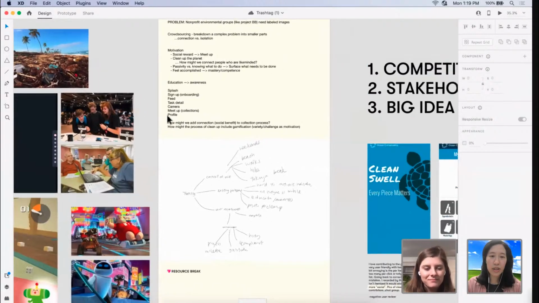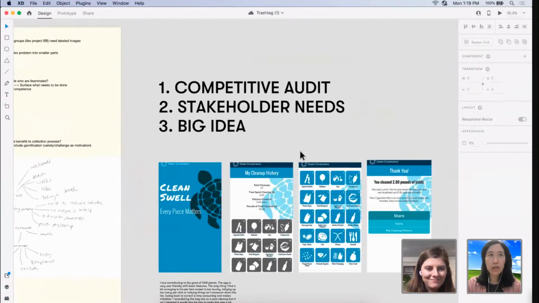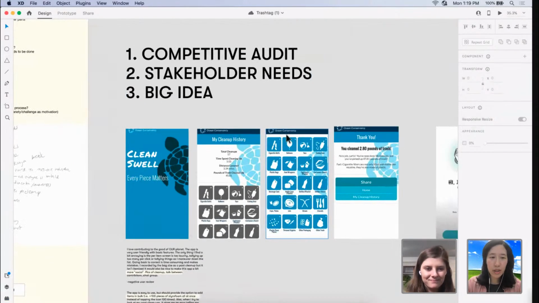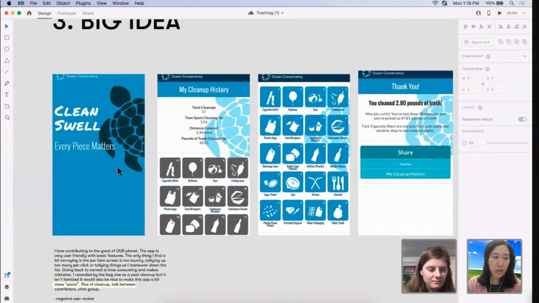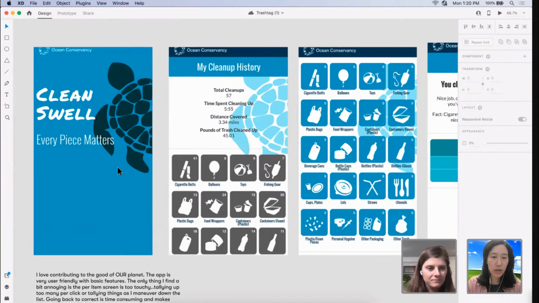Like, there's all these things that we can be doing, but what is the core of what we're trying to do? So I started by looking at two different apps. This first one is from the Ocean Conservatory, and I was just copy and pasting screenshots from their app. Sometimes you can even download it on your phone and just use the app for some period of time and see what is working or what is not working.